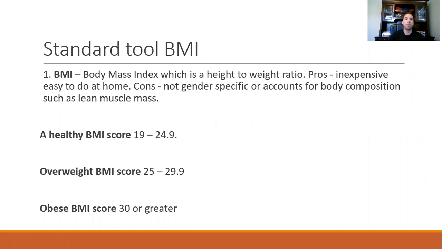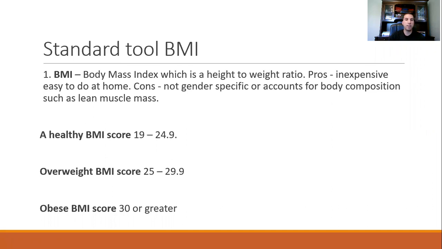The first one is a really standard tool, BMI, which stands for body mass index, a height to weight ratio. Some of the pros: it's really inexpensive and easy to do at home. You can use a chart, and we'll also go through the calculation. Some of the cons: it's not gender specific, and it doesn't account for body composition, such as lean muscle mass. So it's not accounting for all those factors that might play in.